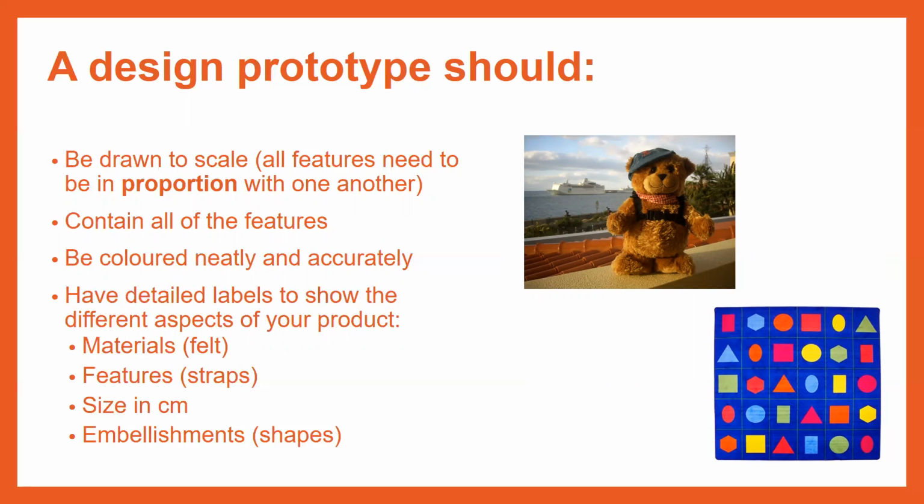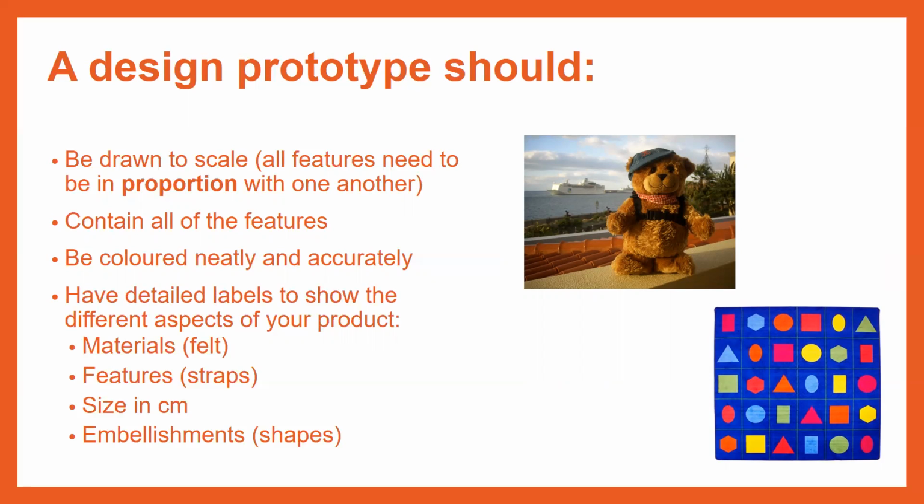Next thing you need to think about, it contains all of the features we've already spoken about. That your design prototype is coloured in neatly and accurately, so we need to stay within the lines. That you also include detailed labels to show the different elements or aspects of your product. So what materials you're going to use, for example, felt. What are some of the features? So you might have straps to make some sort of rucksack for him. How big it's going to be in centimetres.